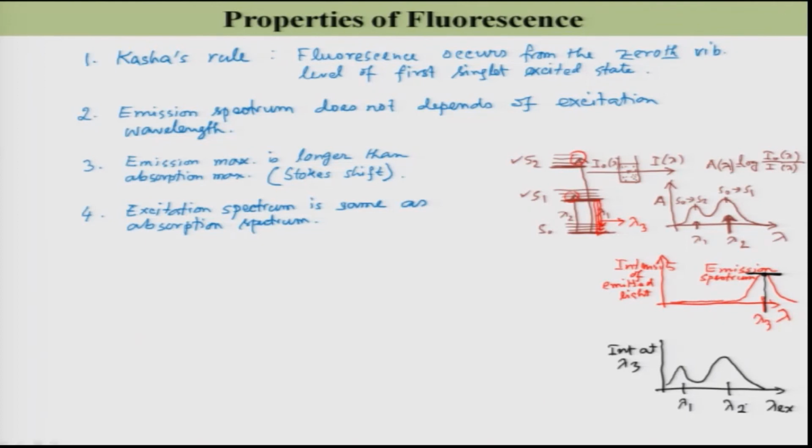And the fifth one, the final one, is that the emission spectrum is a mirror image of absorption or excitation, because they are the same. That is what we have already seen, right, we have already discussed.